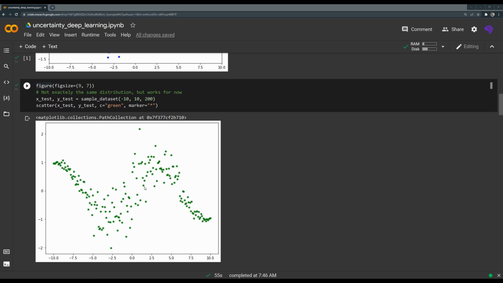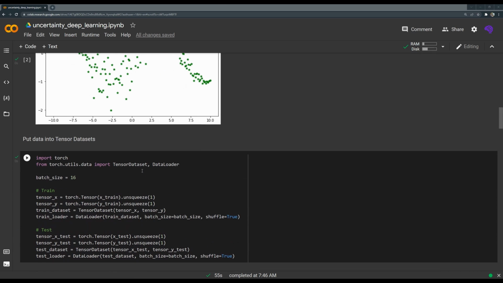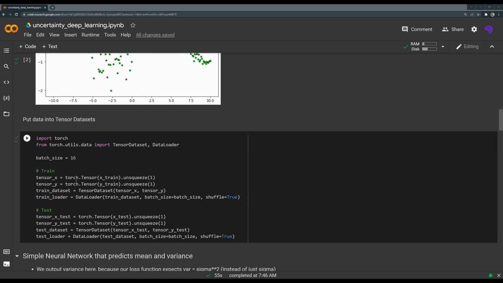So in order to use this data set, we need to put it into a tensor data set so that PyTorch can read it. And for this, we convert our data to tensors and then load everything into a data loader.